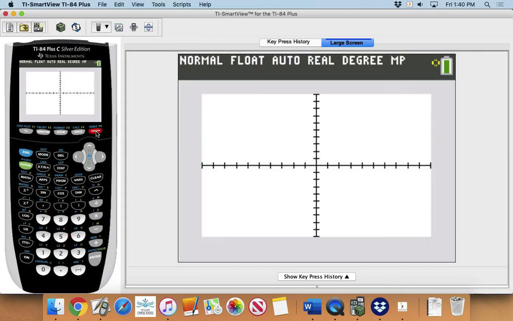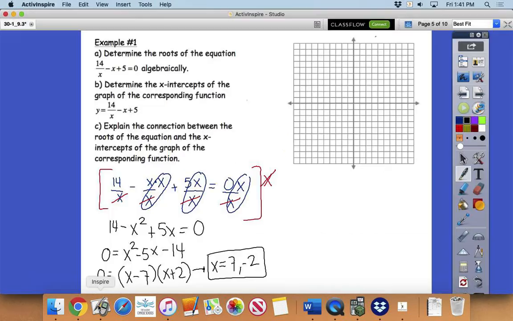I'm going to use the standard window. I don't really have to find them, but do you see how the x-intercepts, just by looking at it, are -2 and +7? They match the solutions that I had algebraically, so these are both solutions. The graphical solution will always show all the real answers. Algebraic can sometimes have extraneous solutions, graphical cannot.